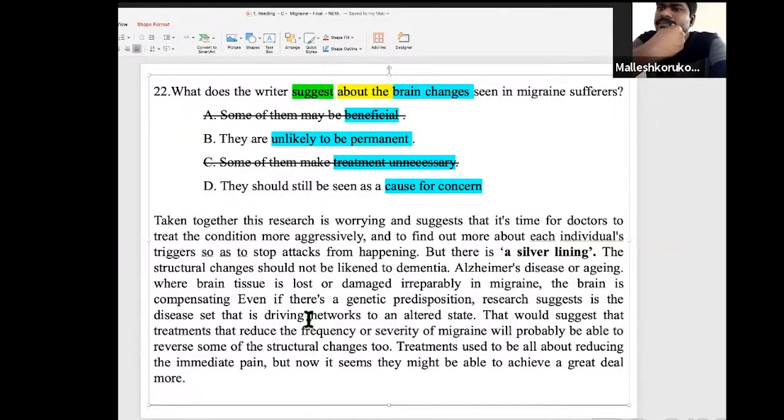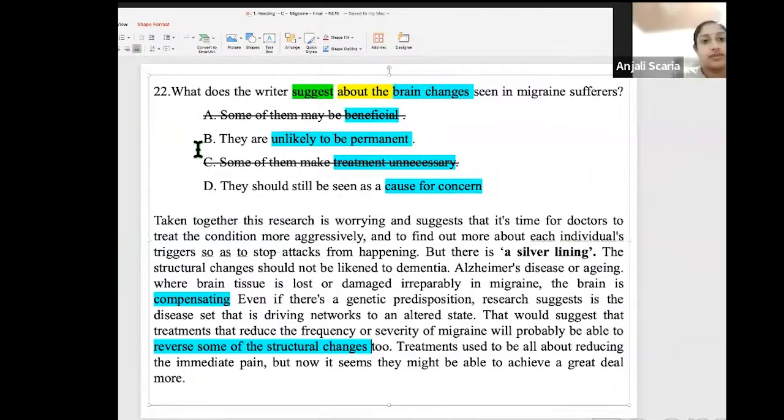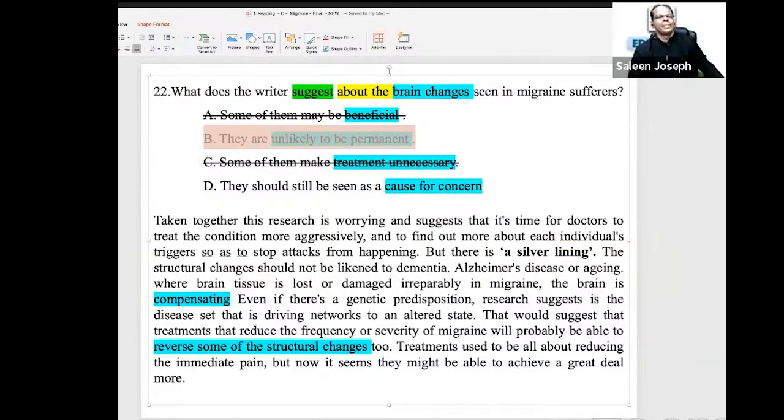Compensating. Yes, compensating. Reverse some of the structural changes. Probably they will reverse, means compensates, means not permanent. It is reversible, means the effects are reversible. Effects of COVID-19 being reversible means the effects are not permanent. So what is the option? Option B. Yes, unlikely to be permanent. The whole paragraph is repeatedly saying that it will not be permanent, it will compensate.